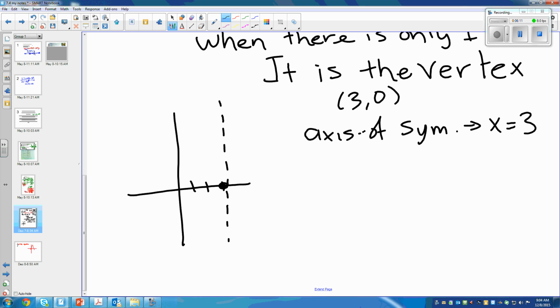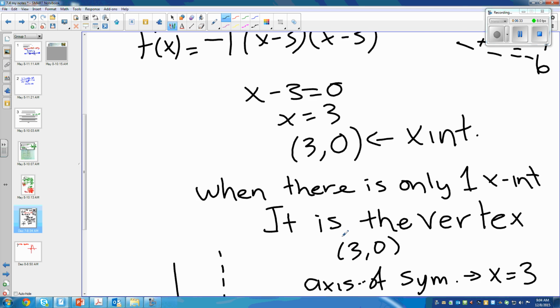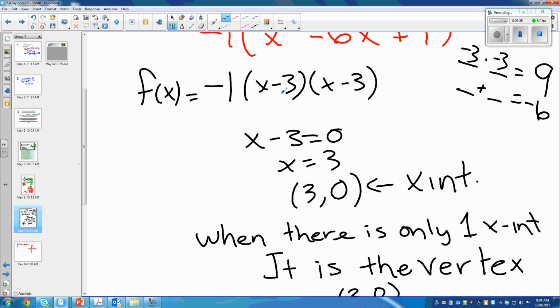What else do you know? Going back to your old school ways, what else do we know? You can always find the y-intercept, right? The y-intercept is a times r times s, right? Which is -1 times -3 times -3. So that gives you -9.